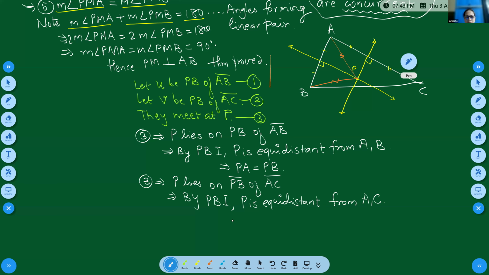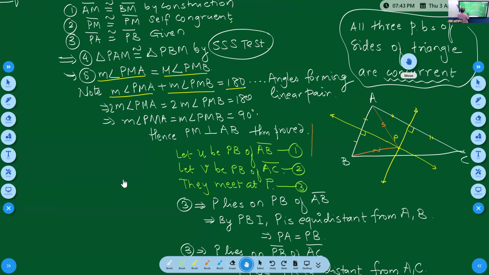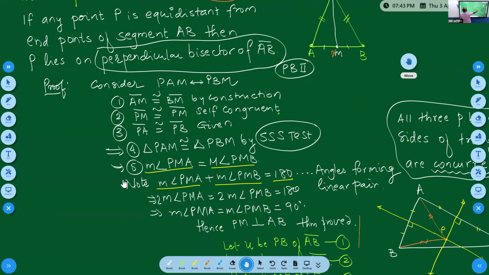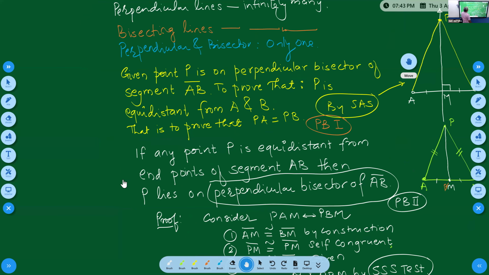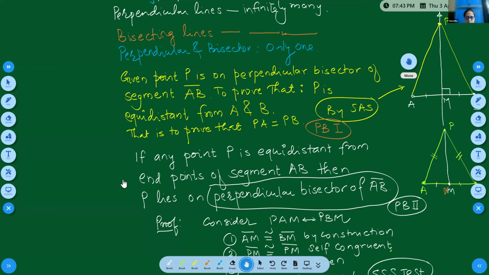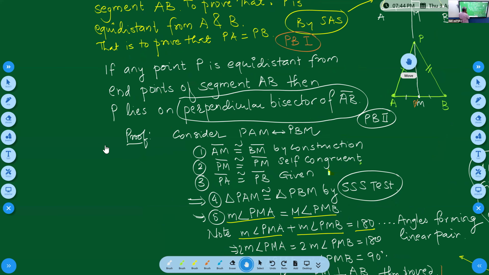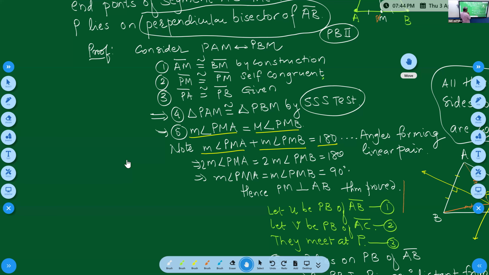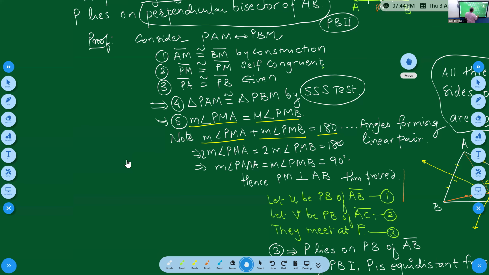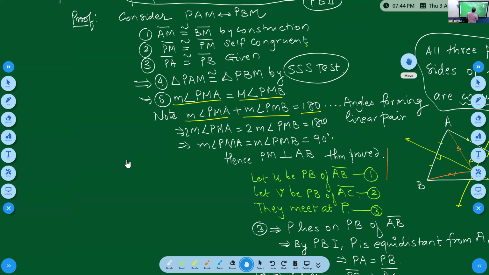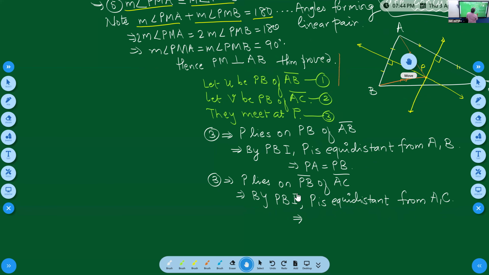Sir, what is PB1? Okay, PB1 is this. The first theorem that we have done today. Yes, got it. And just keep in mind that this is PB2, the converse of that. Okay, so P is equidistant from A and C, which means PA is equal to PC.